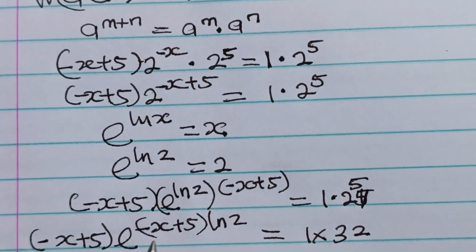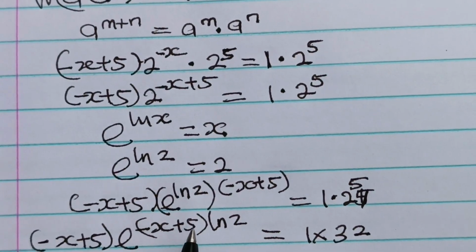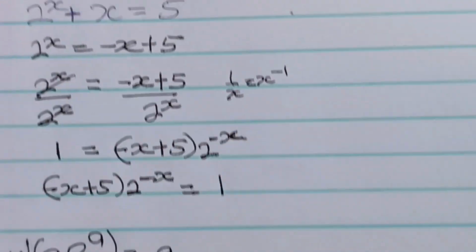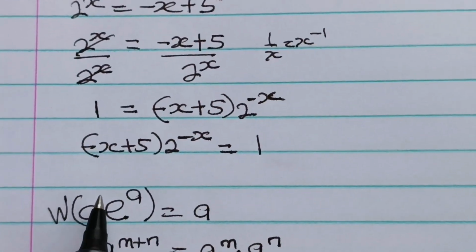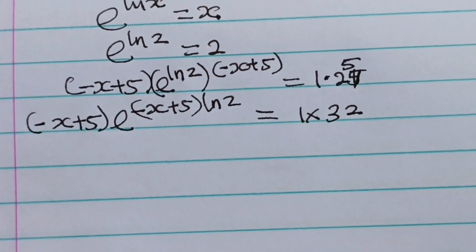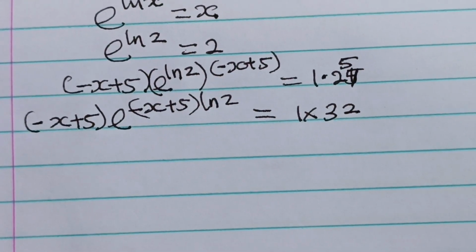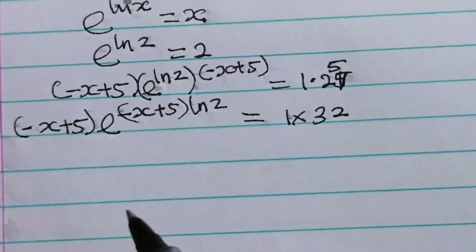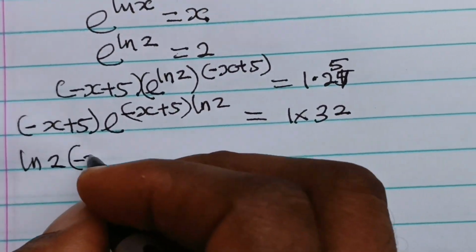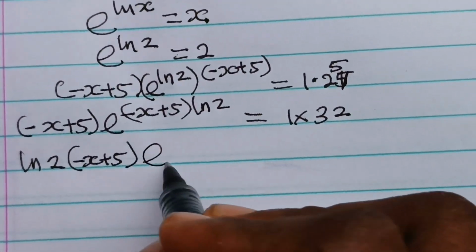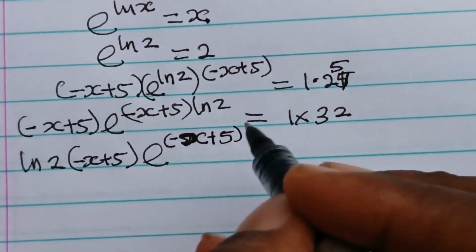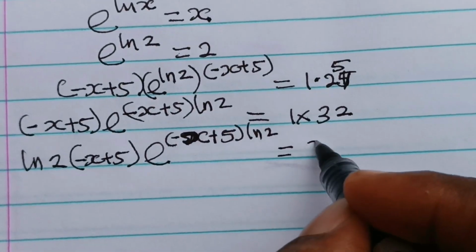Now when you look at this side of the equation, the power has ln 2, but this side doesn't have ln 2, because according to the Lambert W function, we're supposed to have the same thing here and here. So the difference between ours now is the ln 2. That simply means that we must multiply through by ln 2. So we now have ln 2 times (-x + 5), then e to the power of (-x + 5) ln 2 is equal to 32.